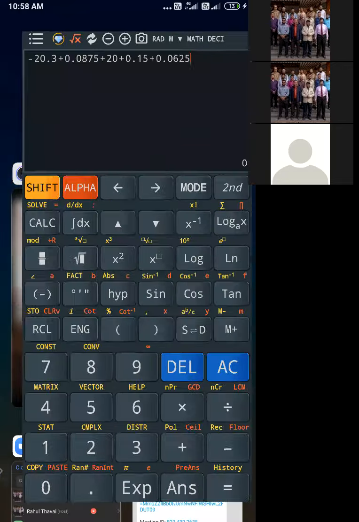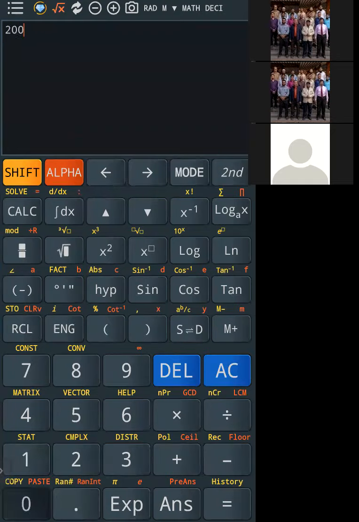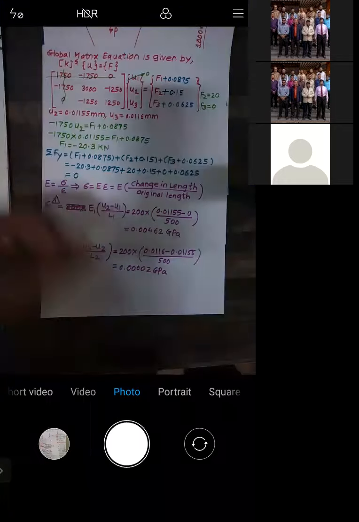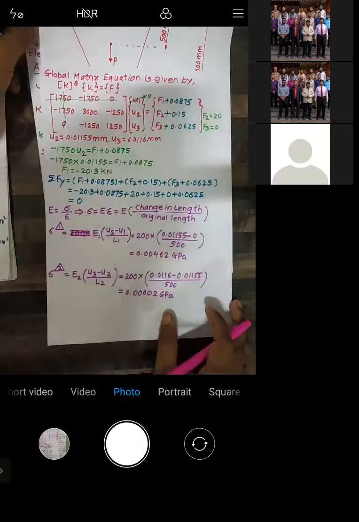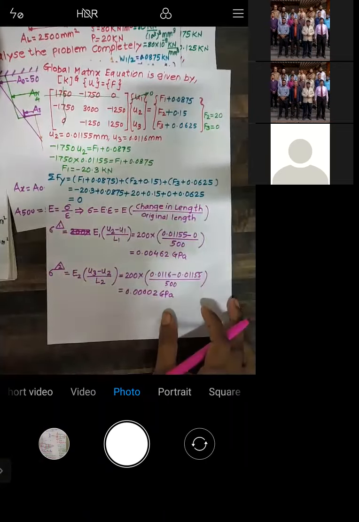If I ask you to do the simple calculation, I don't think that will take that much time. 200. It is to be 0.00002. So this is coming like 0.4 times 0.2 gigapascal. Is that okay, all of you? Let me know. Is that okay? Yes sir, that is what came. Okay.